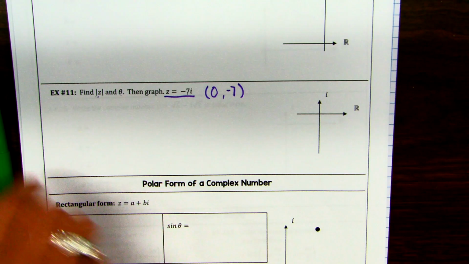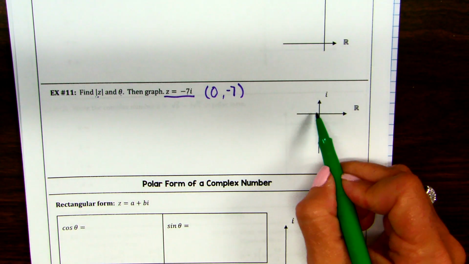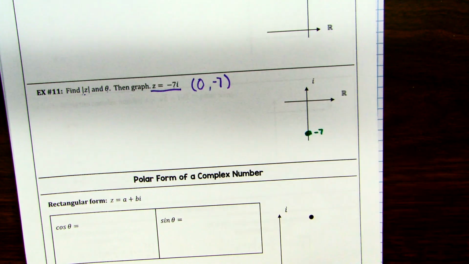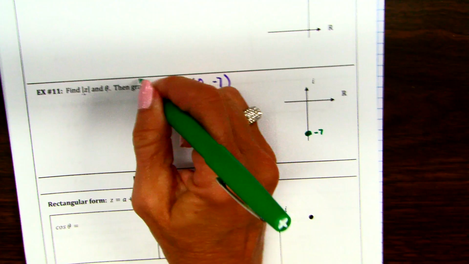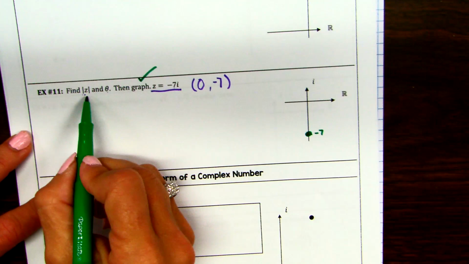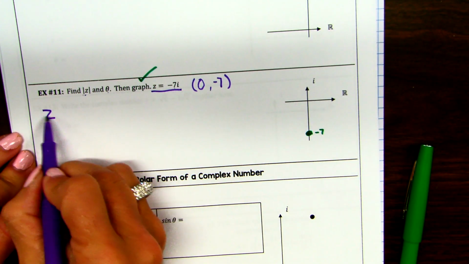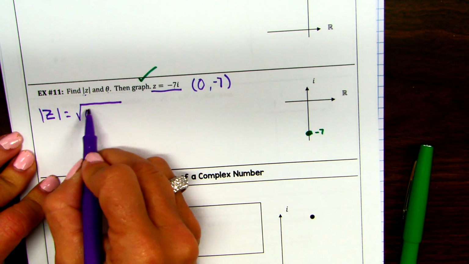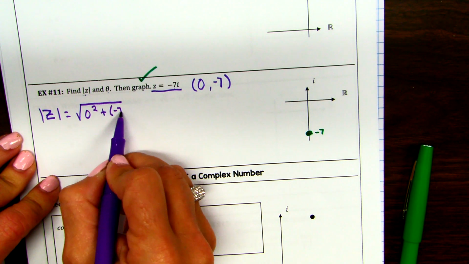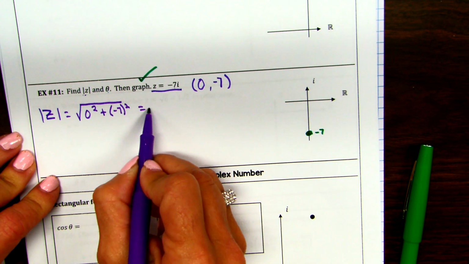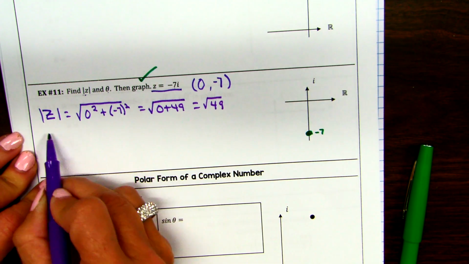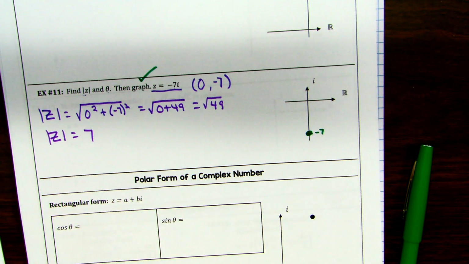All right, so let's graph first, because I think that makes things easier. So if I graph 0, -7, I'd go left or right 0, down to -7. There's that point, right? Graphed. Did the graphing. Now let's find the absolute value of Z. The absolute value of Z is just Pythagorean theorem. A squared plus B squared. Absolute value of Z is 7.